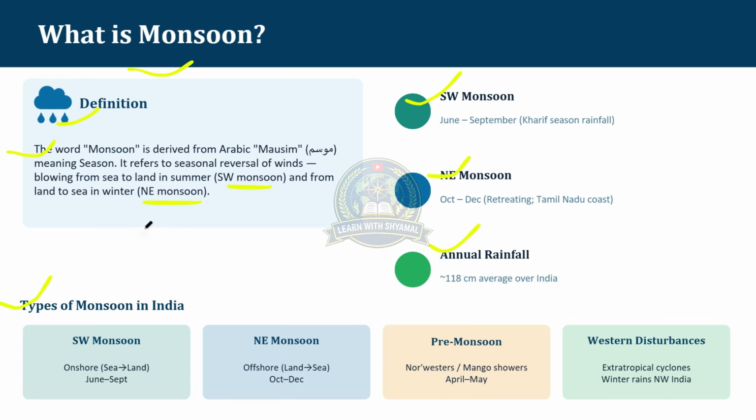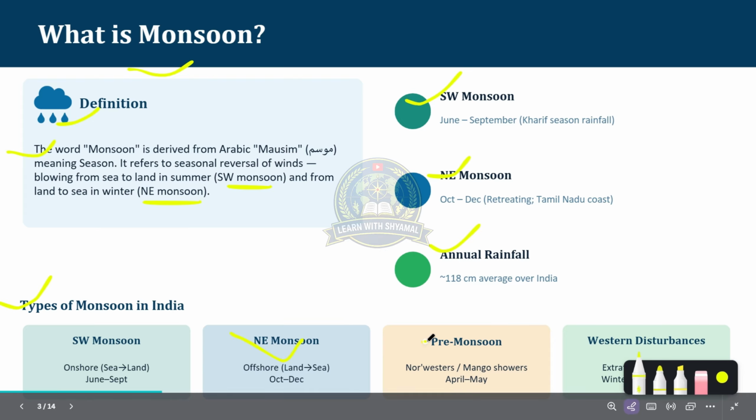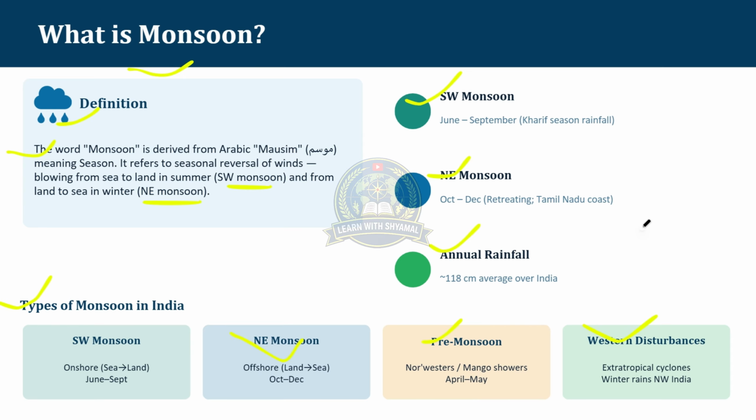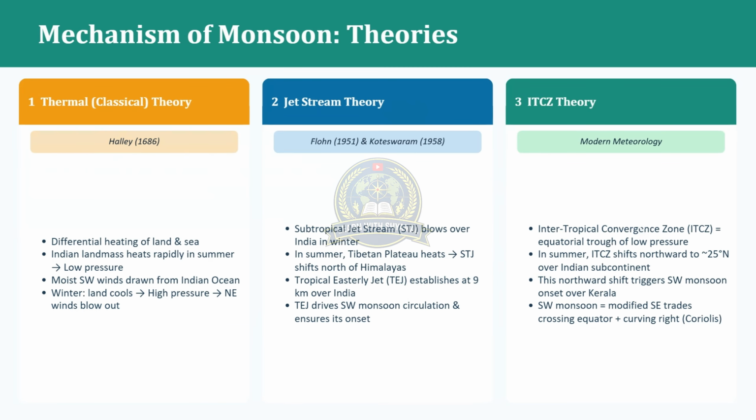Types of monsoon in India: southwest monsoon, onshore, sea to land, June to September; northeast monsoon, offshore, land to sea, October to December; pre-monsoon, nor'wester and mango showers, April to May; western disturbance, extratropical cyclones, winter rains, northwest India.